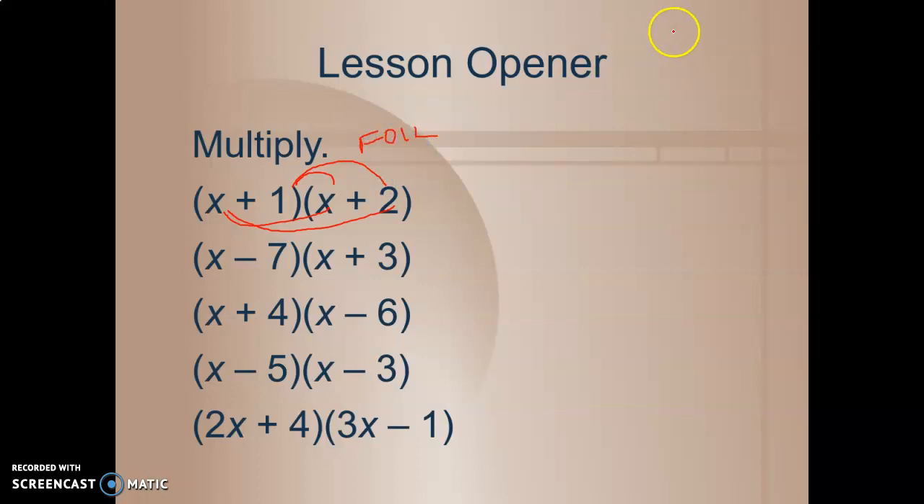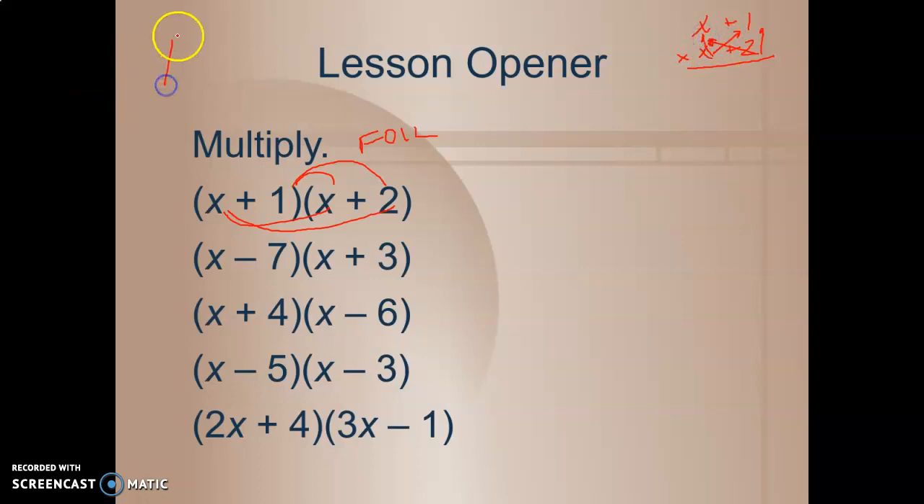Some of you may not like to do it that way, and you may prefer to set it up like a traditional math problem, where we have x plus 1 and x plus 2 being multiplied like that, and you multiply this term and then this term, and then you scoot over, leave a space there for your placeholder, and multiply x times 1 and x times x.